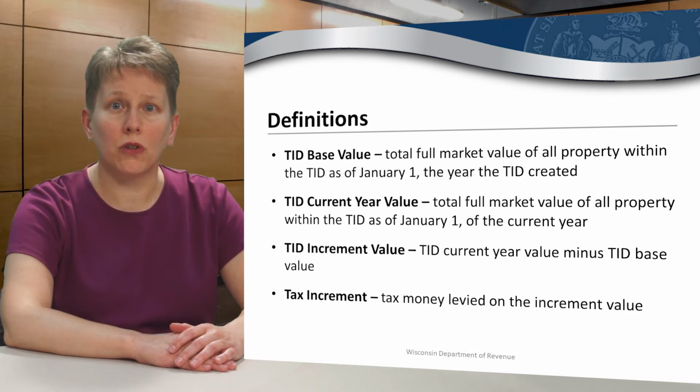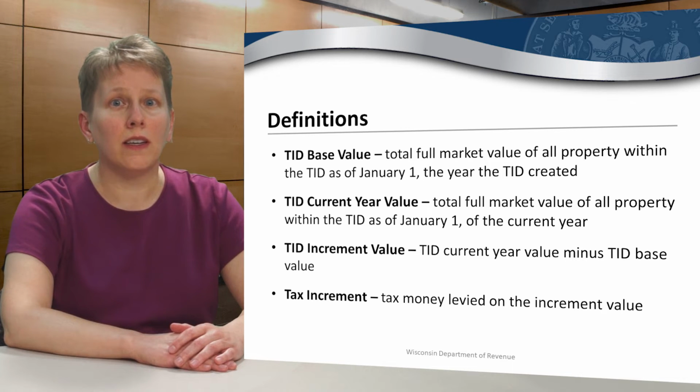Here are some important terms to understand. TID base value is the total value of all real and personal property in the TID as of January 1st of the creation year. TID current year value is the total value of all real and personal property in the TID as of January 1st of the current year. TID increment value is the difference between the current value and the base value.